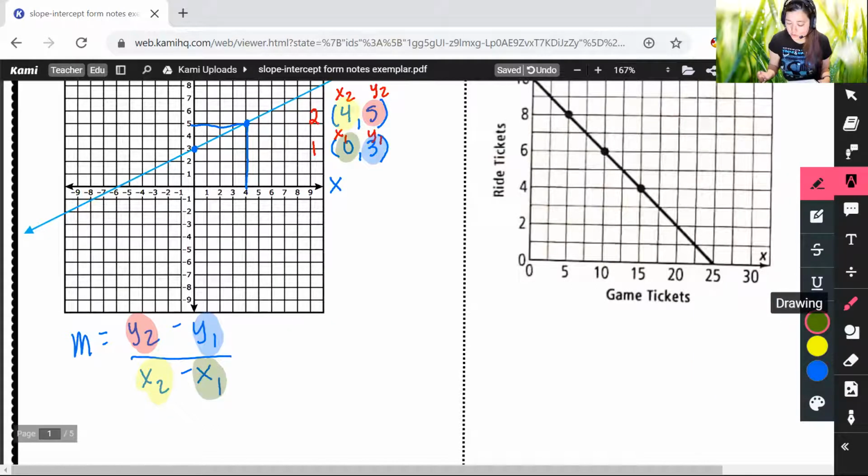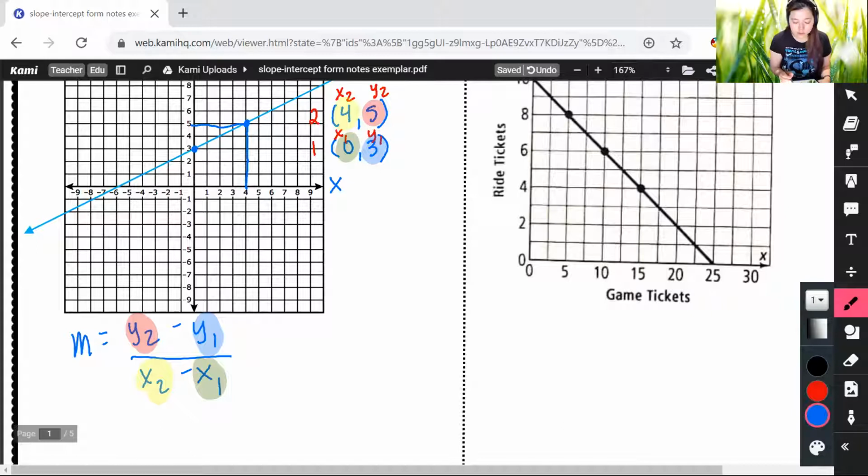Hopefully by doing that, you can see y1 is 3. This is going to go here. y2 is 5. That's going to go here. x2 is 4. That will go here where the yellow part is. And x1 is 0. They're both green. So we're going to put those numbers right where they're supposed to go. This is why we label, and it's so important that you put the right numbers in the right places.